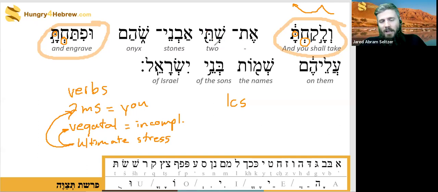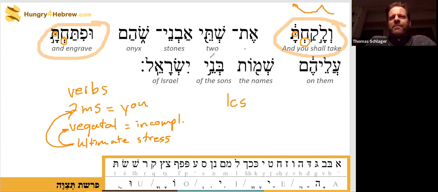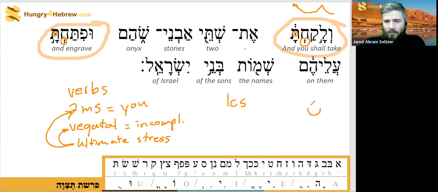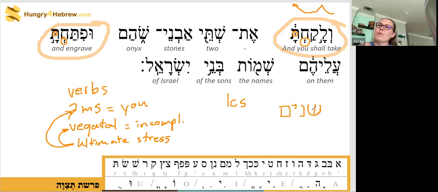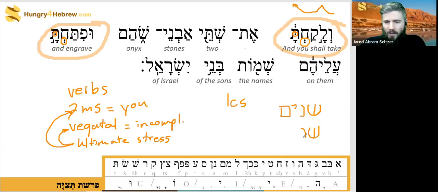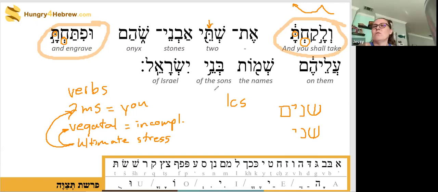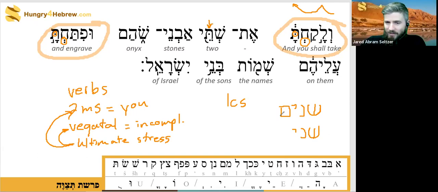Does anyone know the masculine form of the number 2? Shnei. Right. The full form would be shnayim, and the construct form is shnei. Assuming that this is an audible shva, that means this is a strong dagesh in the tav. What letter is missing? Nun.